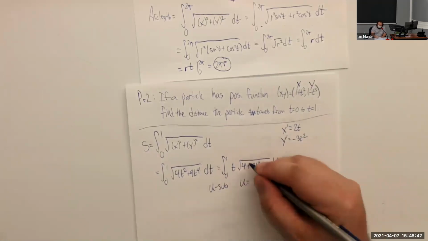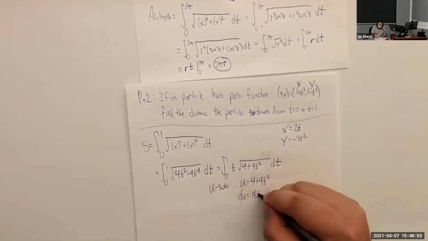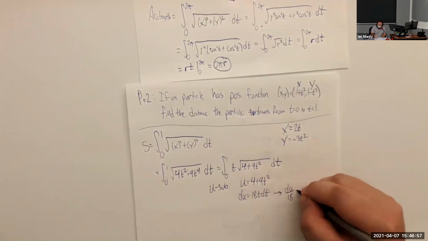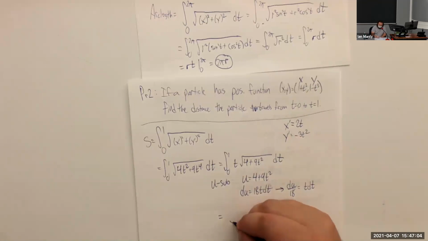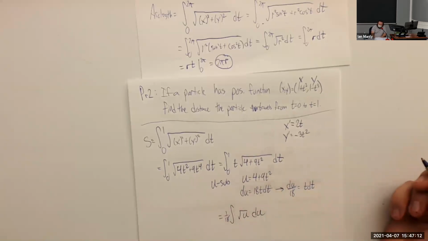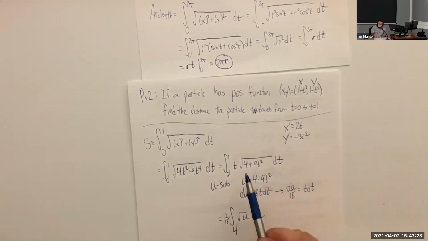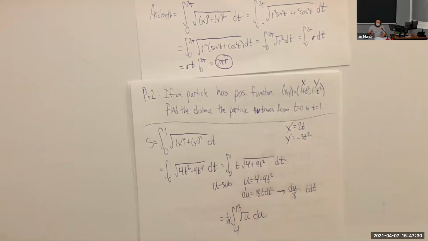All right, so u will be the stuff under the square root. So 4 plus 9t squared, and du will be 18t dt. But we don't really have a spare 18 hanging around here, so I'm going to divide by that. Now let's change our integral over. We have 1/18 now, and then the square root of u du, and our bounds will be different. If I plug 0 in for t, I have 4 plus 0 is 4, so my bottom bound now is 4. And if I plug 1 into here, I have 4 plus 9, which is 13. So now my integral is going from 4 to 13 of root u.